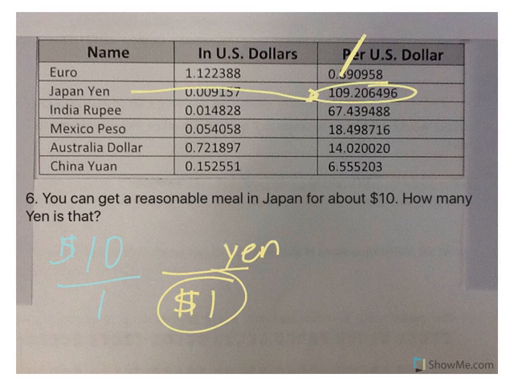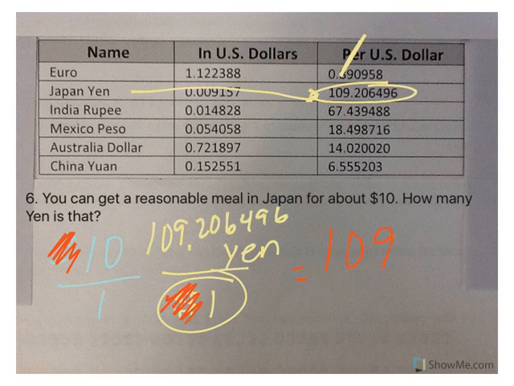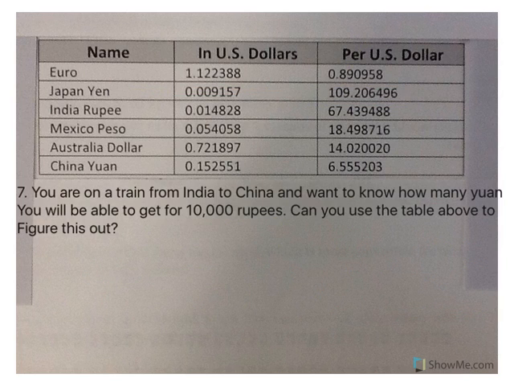Japanese yen, this is the number I'm looking at: 109.206496. So this makes my American dollars go away, and my label is yen. When I multiply 10 times that big number, I get 1,092. And I'm just going to round that to the nearest yen. I don't know about you, but spending 1,092 yen seems like a lot of money, and really it's $10, which could still be a lot of money depending on the time of the month, right? Because paychecks, coming in.